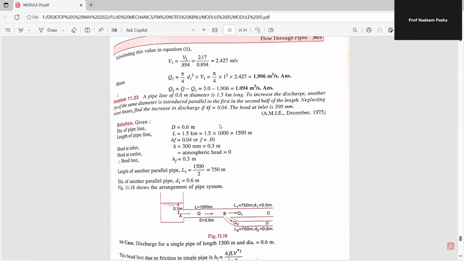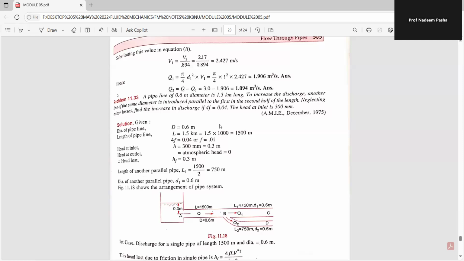First you write down what are the things given to you. Diameter of the pipeline, capital D, is equal to 0.6 meter. Length of the pipe, capital L, is equal to 1.5 kilometer, that is 1.5 into 1000, which comes out to be 1500 meter. 4F is equal to 0.04. Sorry, F is equal to 0.01. The small h is 300 mm. What is small h? Head at the inlet is 300 mm, equal to 0.3 meter. Atmospheric head is 0. HF is also given to us as 0.3 meter.